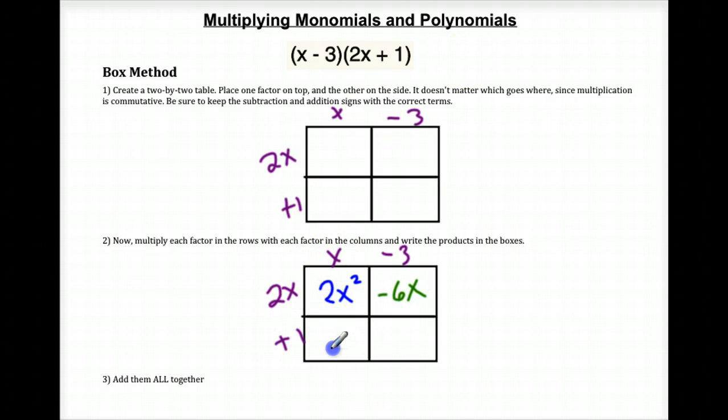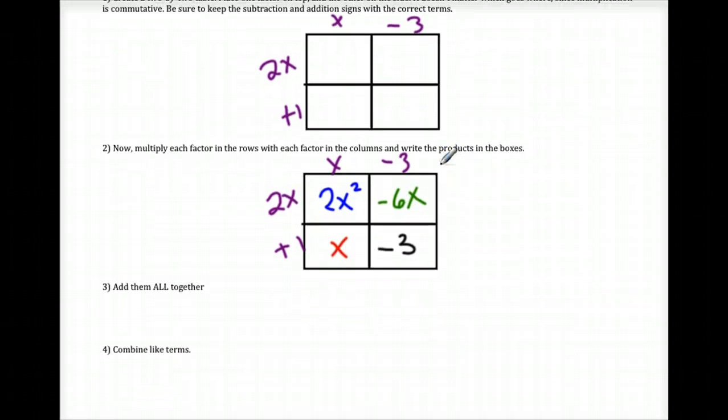1 times x is x. And then 1 times negative 3 is negative 3. So notice how I develop what comes in these boxes. Once I do this, it says add them all together. These are my like terms, my x's. So what I'm going to do is add them together.